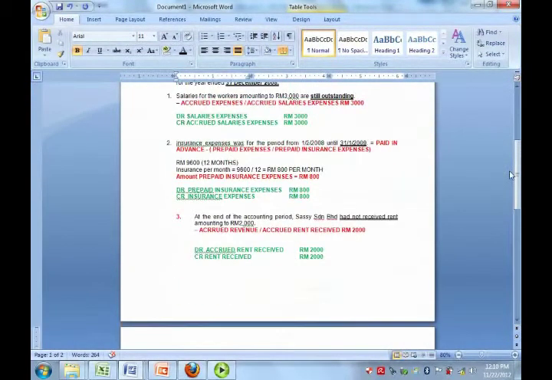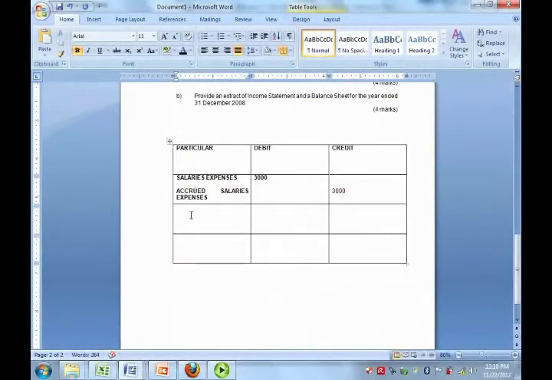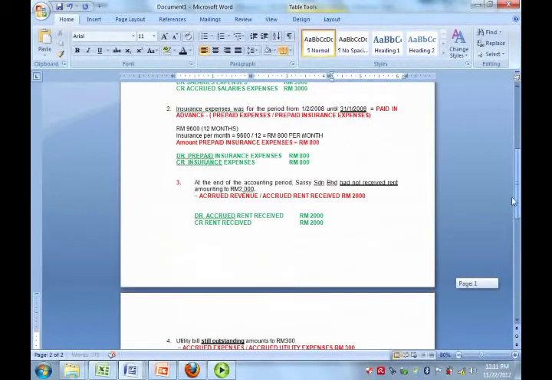Based on the information, debit prepaid insurance expenses, credit insurance expenses. Can I know the amount of prepaid insurance expenses? Debit, right? How about insurance expenses? Credit, same amount. It's the same format like your journal, correct? Next, third, class.